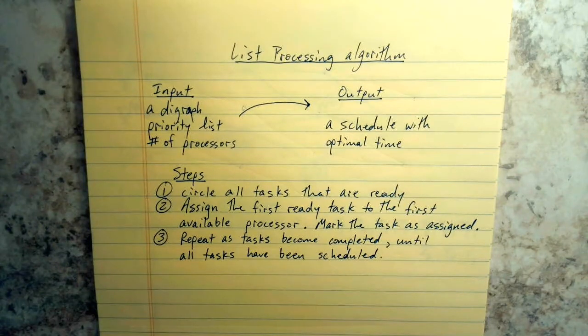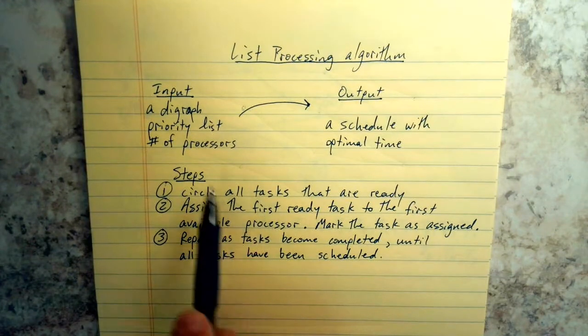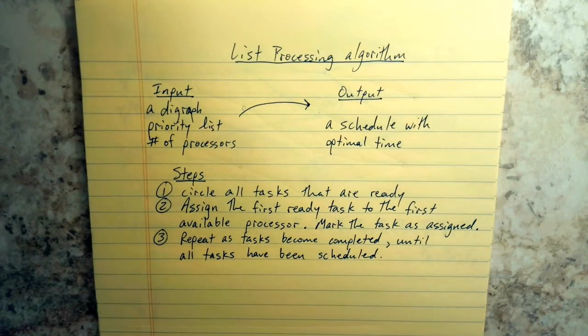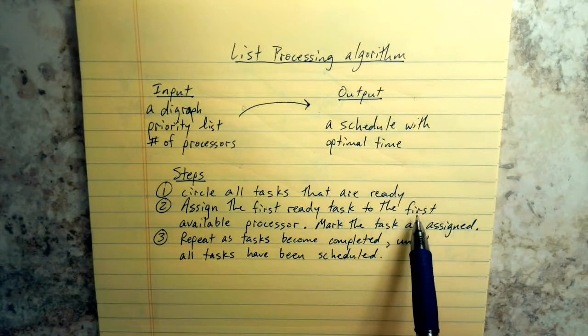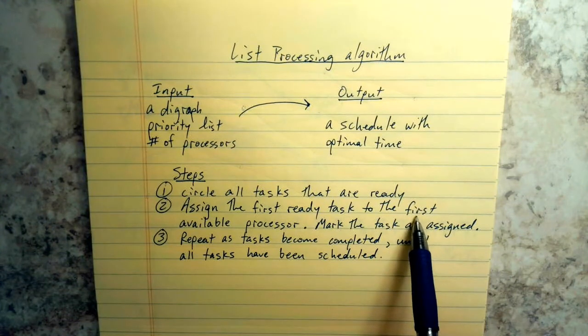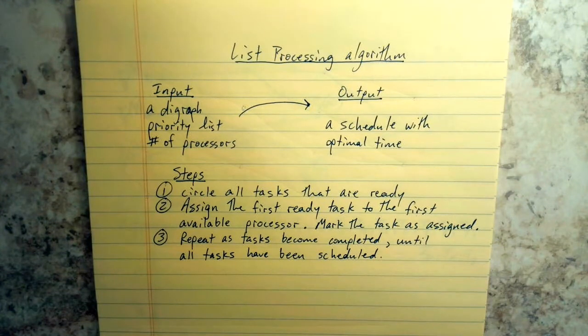Then you assign tasks, and the way you do that is assign the first ready task, and this word first here means first in the priority list. So not the lowest number necessarily, but whichever one comes first in the priority list. It has the highest priority. And then we assign that to the first available processor. This use of the word first means lowest number processor. That's how we break ties. If we have multiple available processors, we just go with the lowest number.